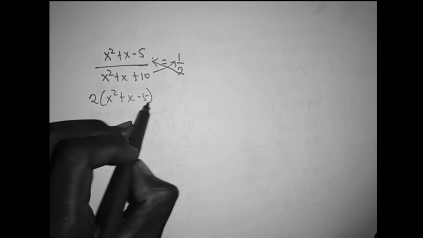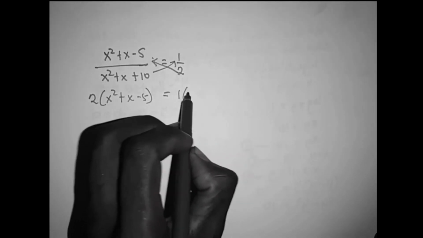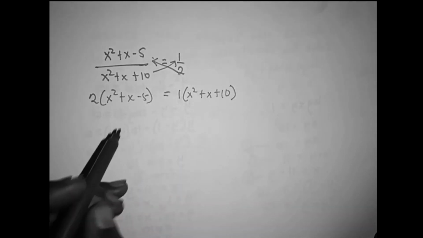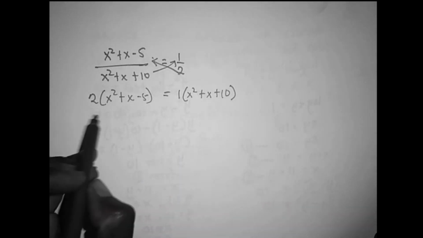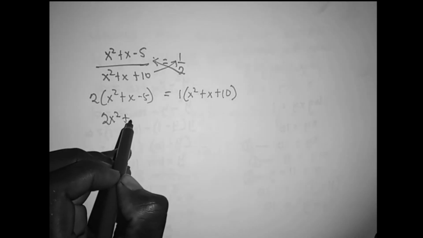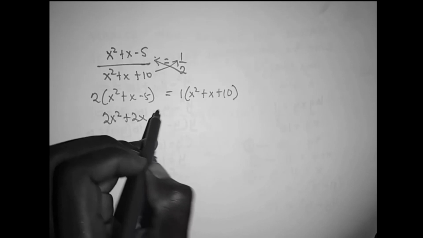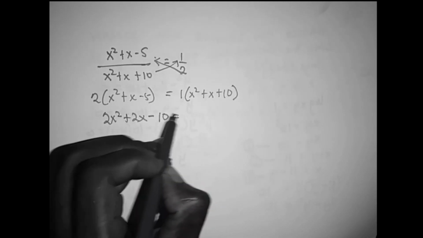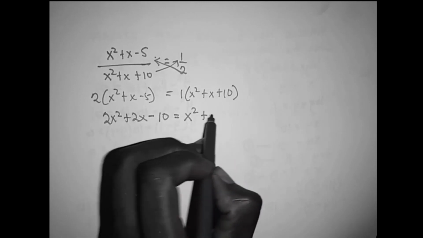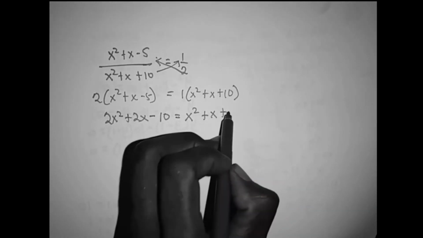So we will then have 2 times (x squared plus x minus 5) equals 1 times (x squared plus x plus 10). So 2 times x squared is 2x squared, 2 times x is plus 2x, 2 times minus 5 is minus 10, equals 1 times x squared is x squared, plus 1 times x is x, plus 1 times 10.